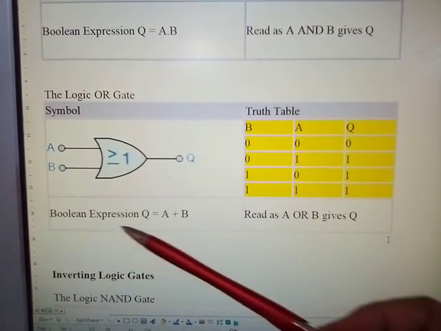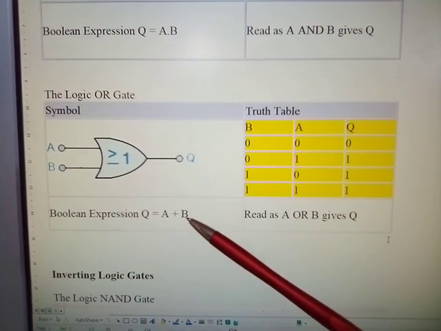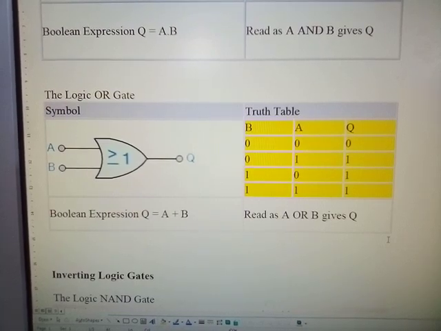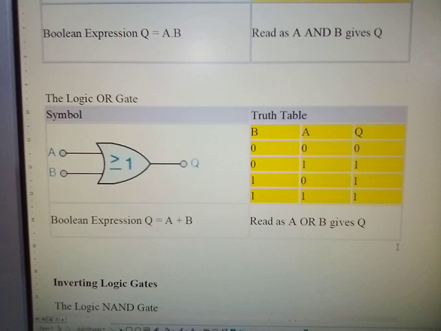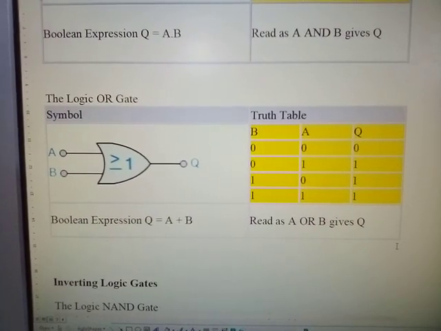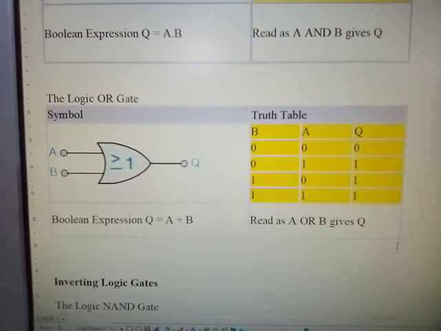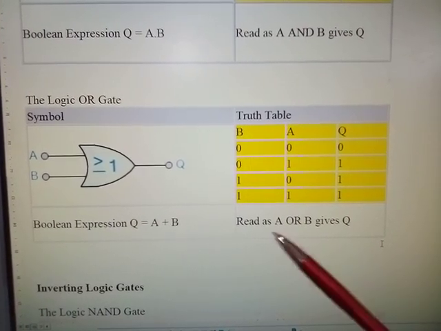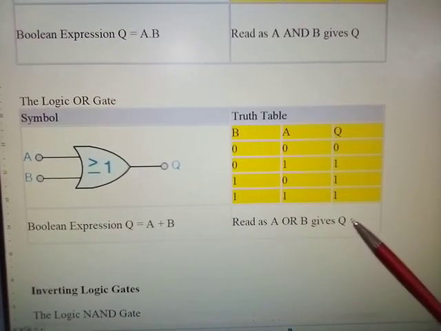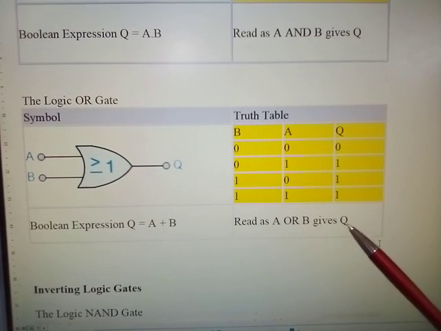Now, Boolean expression Q equals A OR B. And read as A or B gives Q. Okay?